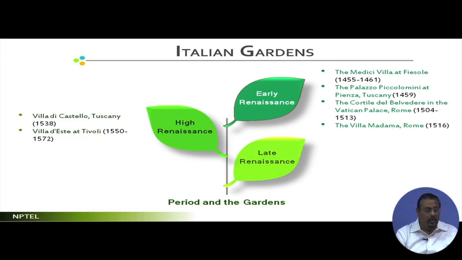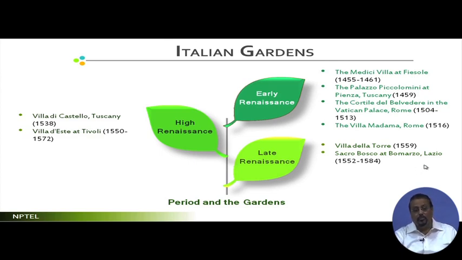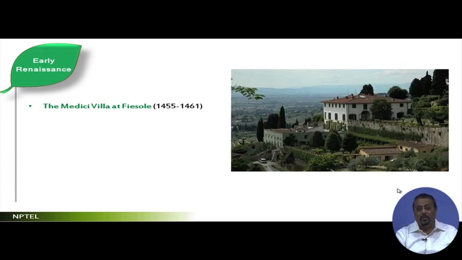And then came the high Renaissance. At that time, Villa di Castello in Tuscany and the Villa d'Este at Tivoli became very good examples of Italian landscape styles. I may be covering a few of them. Then in late Renaissance, Villa della Torre and the Sacro Bosco at Bomarzo. So these three periods ultimately created a kind of landscapes. Let's see early Renaissance, the Medici Villa. There will be some examples, maybe I will go into a little more detail in each of these, slowly so that you can view these pictures and correlate.